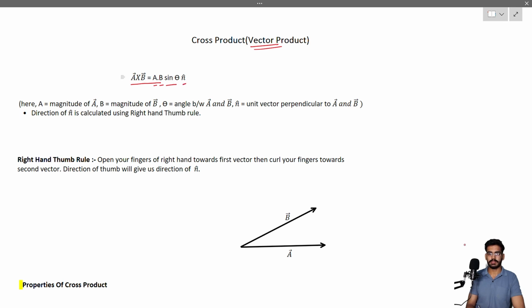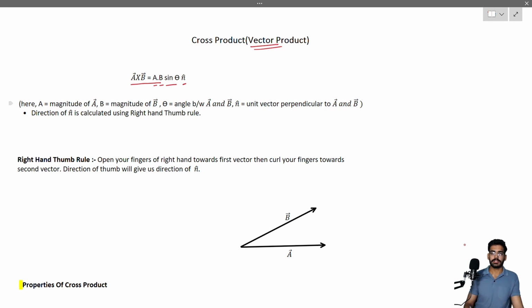Now let's see what these are. A is basically magnitude of A, you know that. B is magnitude of B. Theta is the angle between A and B. So sine of the angle between A and B multiplied by n cap, a unit vector which is perpendicular to A and B. Okay. And the direction of the unit vector is calculated with the help of the right hand thumb rule. Now what is the right hand thumb rule?